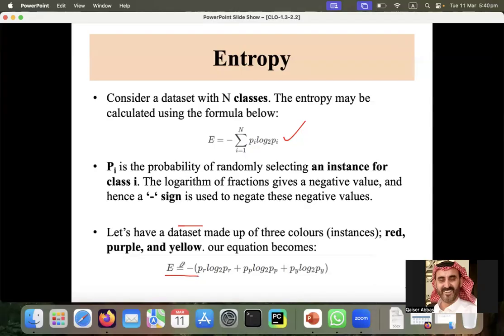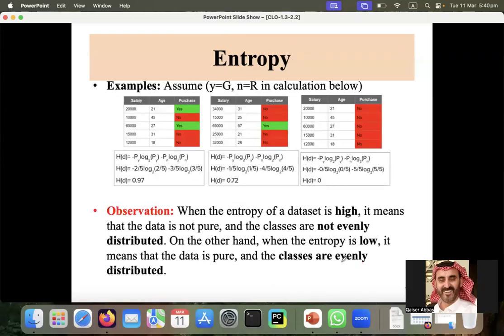This is the form: E, and this minus stays as it is. Here we have 3 classes, so n is 3. So I am writing p_R log base 2 p_R, where R is for red, and then p_P log base 2 p_P for purple, and this is for the yellow. We have written the equation, but we have not written the detail. We don't know yet how we calculate it. We are going in that direction, moving step by step. Let's see that.